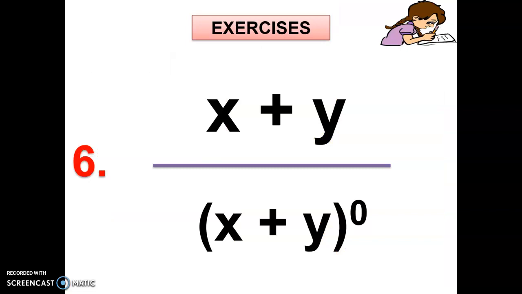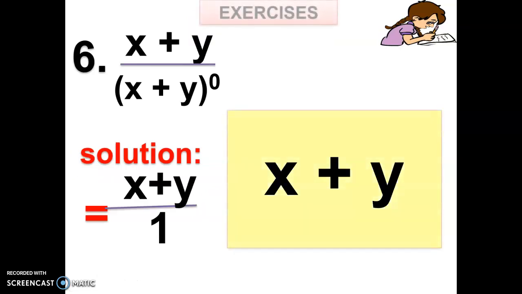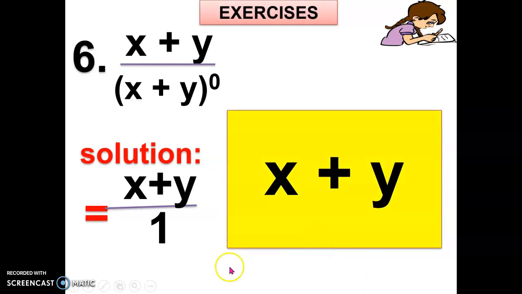Okay, number 6. x plus y over x plus y raised to 0. So, as what I have told you, any expression or number raised to 0, the value is 1. So, x plus y over 1. And since yung 1 natin is in the denominator, we are going to rewrite it as a whole number. So the final answer must be x plus y.